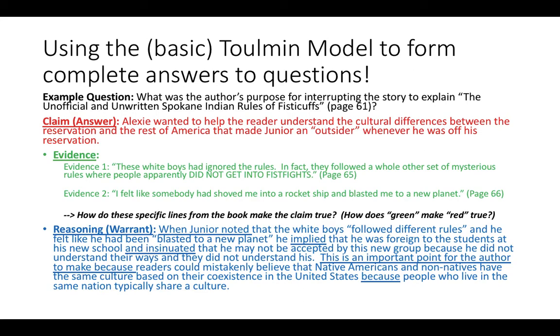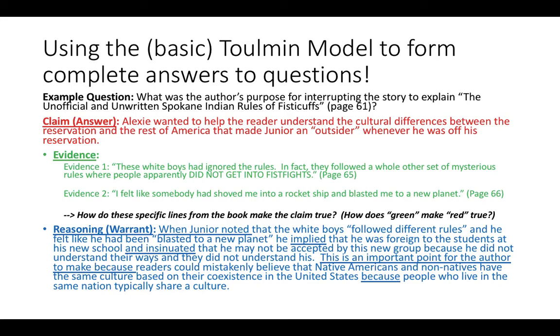When Junior noted that the white boys followed different rules and he felt like he had been blasted to a new planet, he implied that he was foreign to the students at his new school and insinuated that he may not be accepted by this new group because he did not understand their ways and they did not understand his. This is an important point for the author to make because readers could mistakenly believe that Native Americans and non-natives have the same culture based on their coexistence in the same country, the United States, because people who live in the same nation typically share a culture.